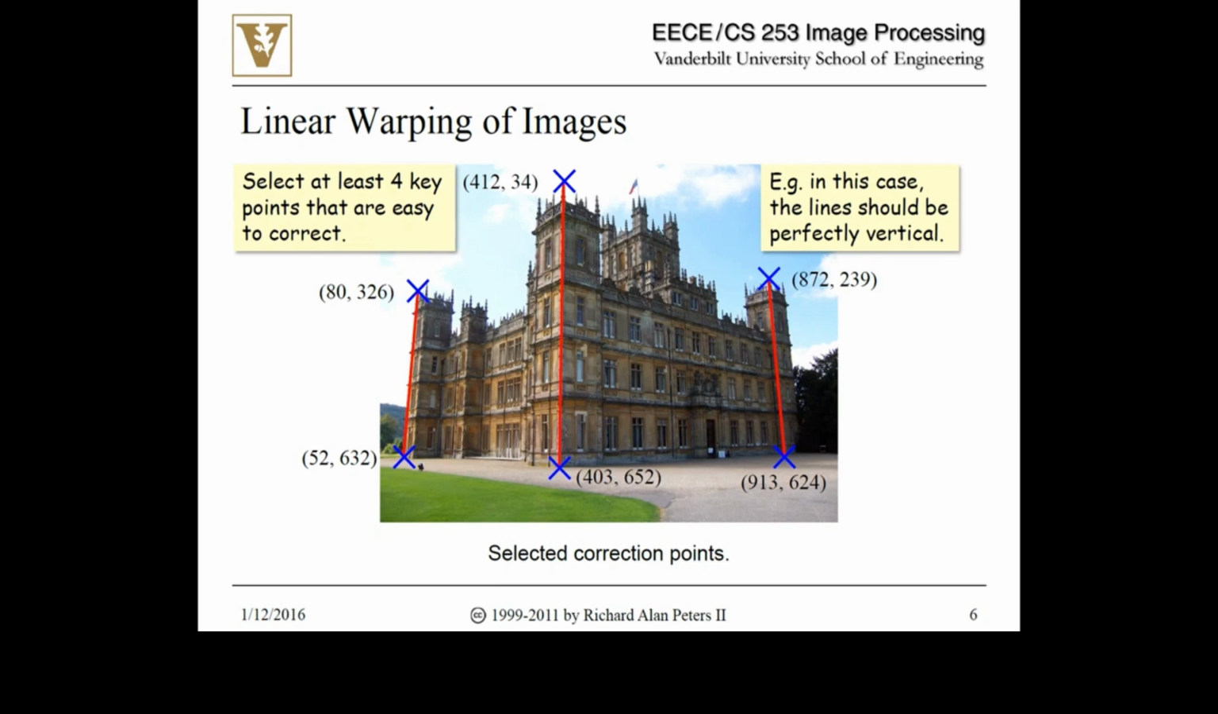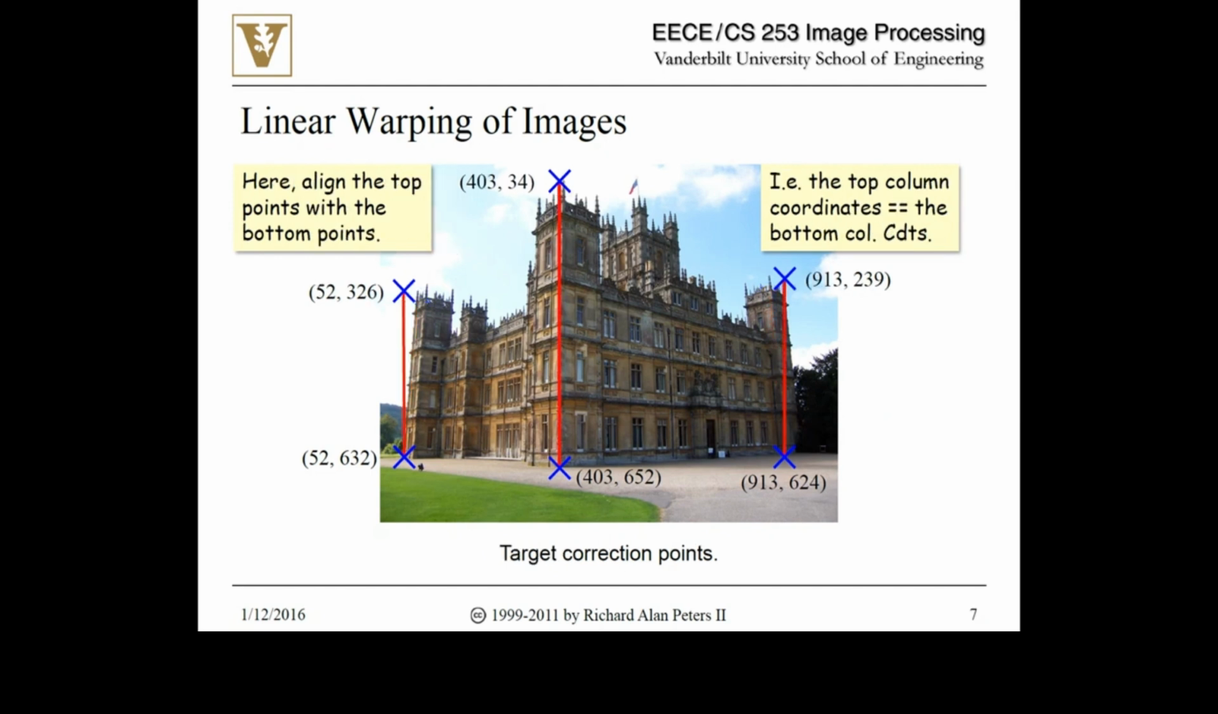And this one has 80 something. So we would like, if it is a straight tower, this 52 and the 80 should be the same value. And that is what makes it straight. And the same here. So it goes 403, 412, 913, 872. So we want to produce a set of points.